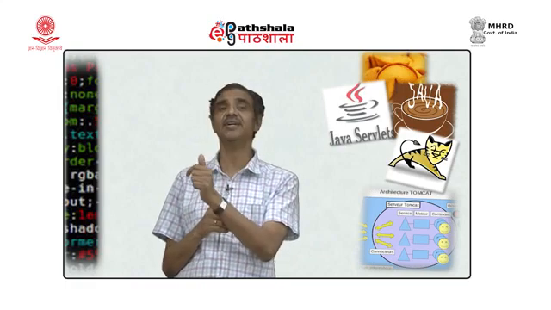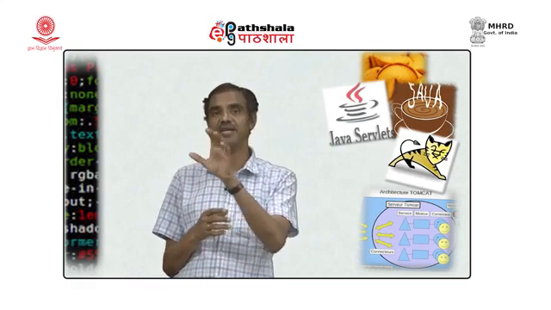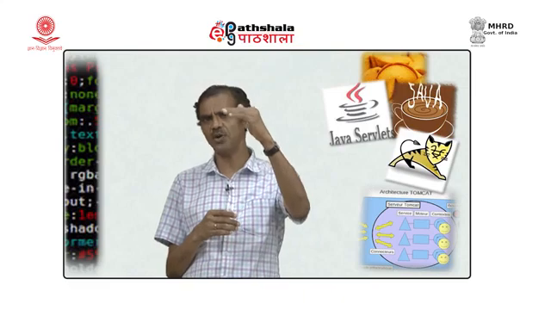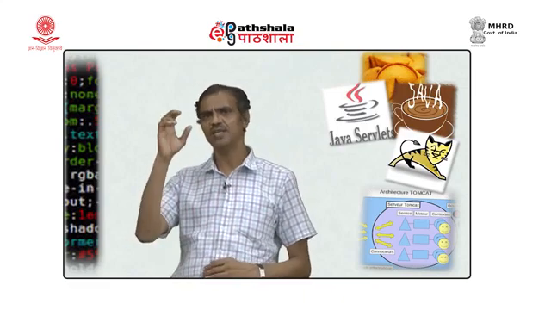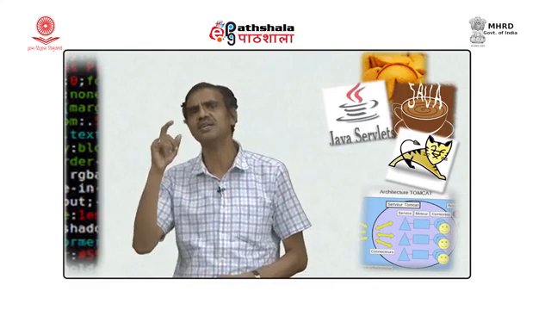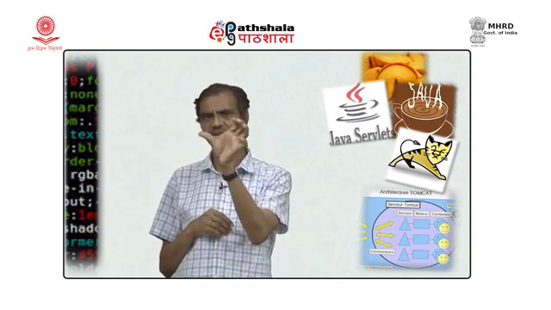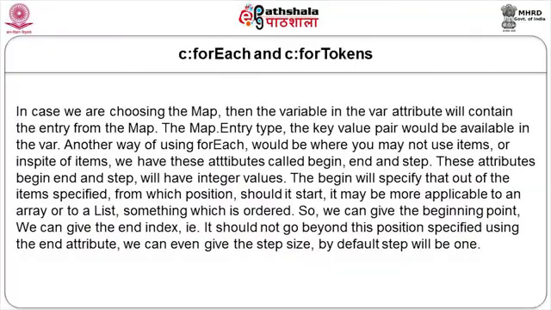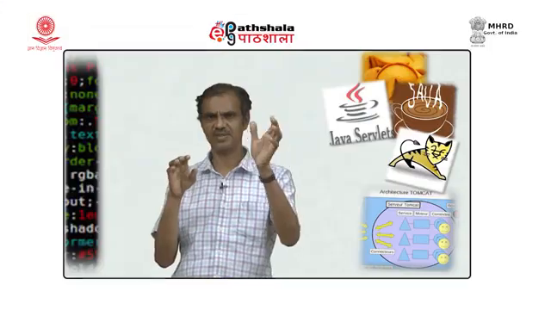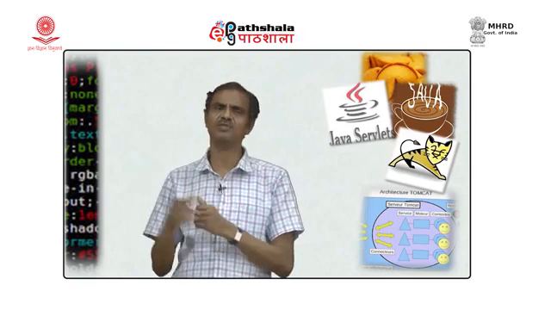The var here is a local variable, which is within the c:forEach and the /c:forEach. This variable will contain the current value from items. Maybe you have chosen some map. In case you are choosing a map, the var would be containing the map entry, the Map.Entry, so the key-value pair would be available in the var, and you can use var.